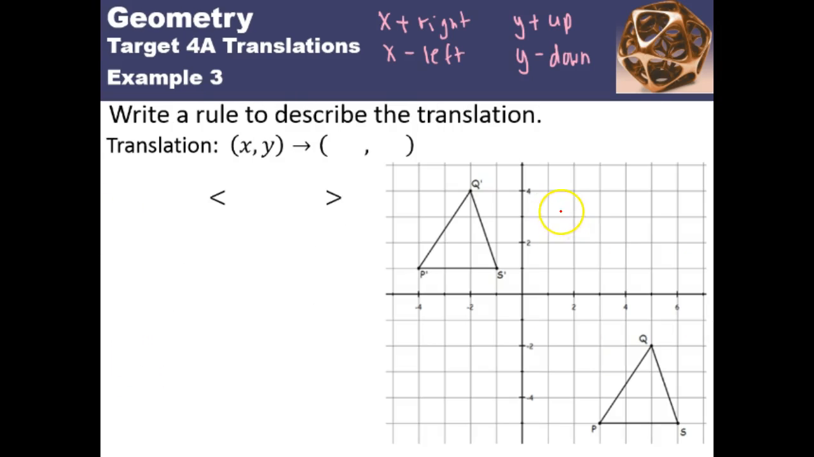Okay, so here's example 3, and this time we have to write a rule to describe the translation. So this time, instead of actually doing the movement, we have to determine what happened. Now the biggest mistake people make here is they go the wrong direction. Okay, so you don't have to go left or right always. You have to do really what it says. And what you have to do is go from the non-prime to the prime.